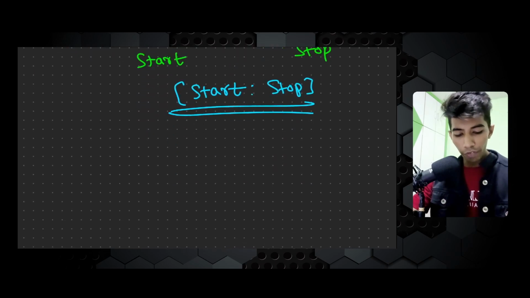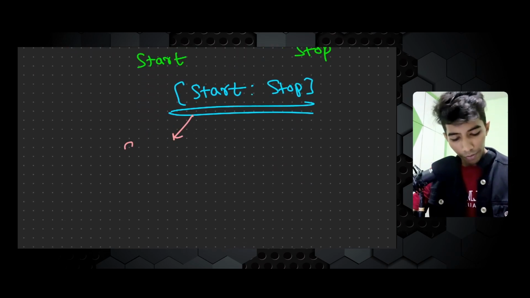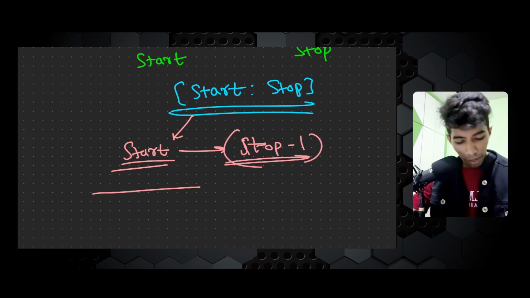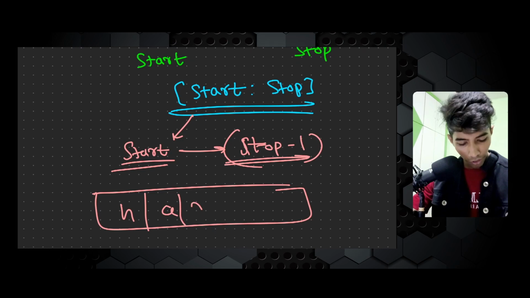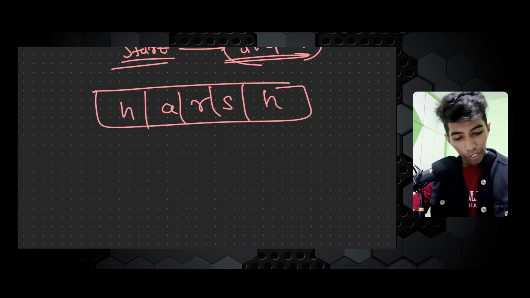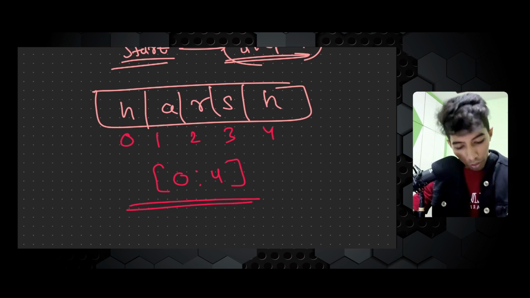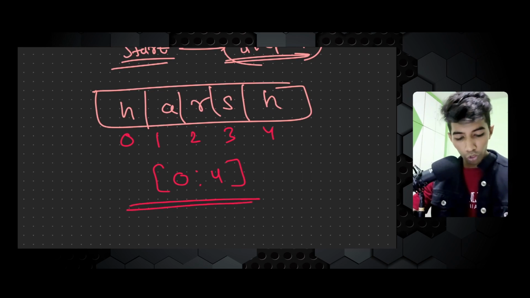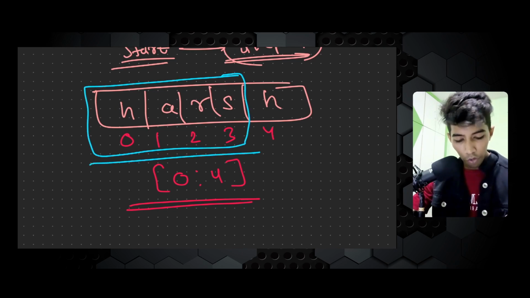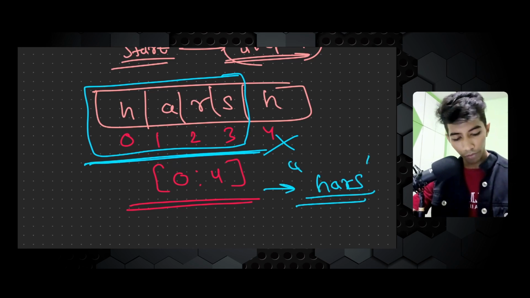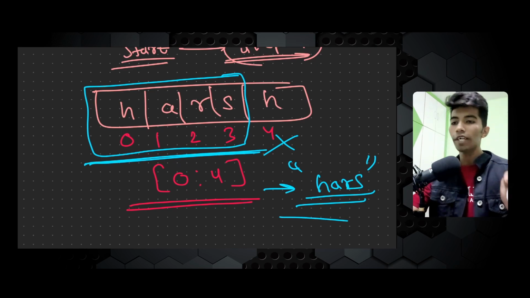So from where to where will it run? It will run from start, and the start will be printed until stop minus 1. Again, why minus 1 have I written? Because when we talk about strings like this, remember one thing: 0, 1, 2, 3 and 4. If I pass here 0 to 4, then when we print the values from 0 to 4, the value will be printed only till here. It will not include 4. So what will be my output? HARS only. This is the very basic thing I just told you about this.